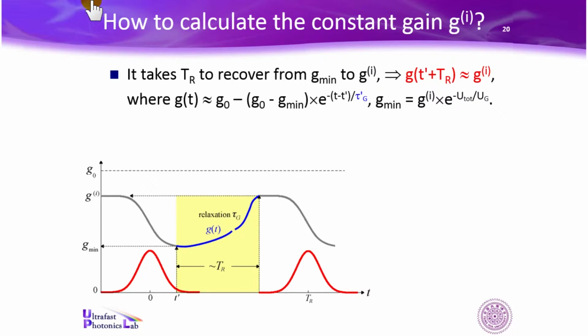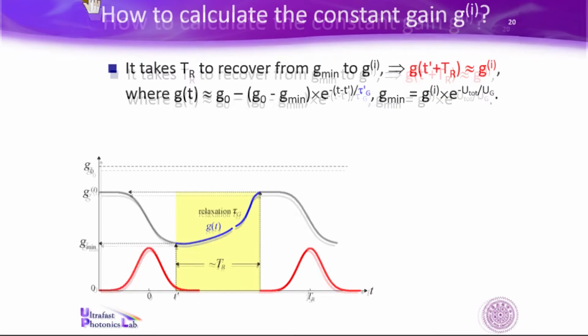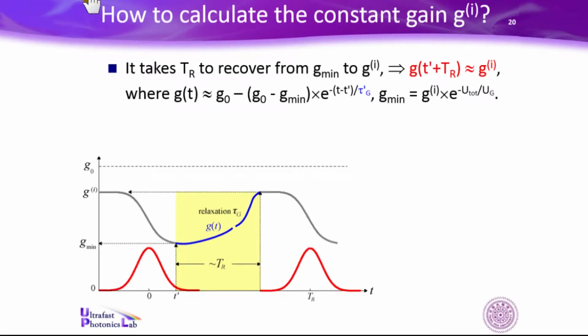Okay? Then the next question is, we know we don't have to worry about gain dynamics. G of t is a constant, G super I. The next question is, what is the number, G super I? So this slide is dedicated to the calculation of G super I. How could we find the answer?